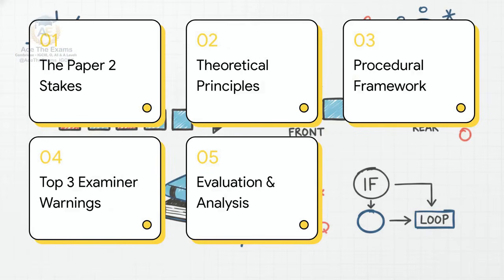Here is the clear, step-by-step roadmap for our operation today. First, we'll cover the Paper 2 stakes and look at why some students fail right out of the gate. Then, we move to core theoretical principles. After that, we break down the procedural framework. Next, we review the top 3 examiner warnings to ensure you don't trigger any alarms. And finally, we'll secure the bag with critical evaluation and analysis.